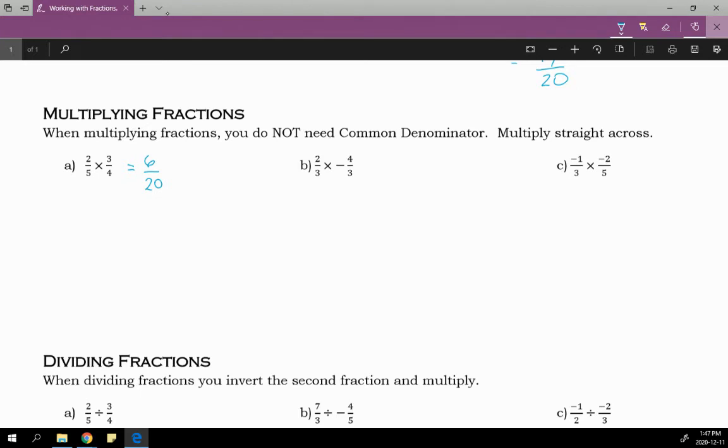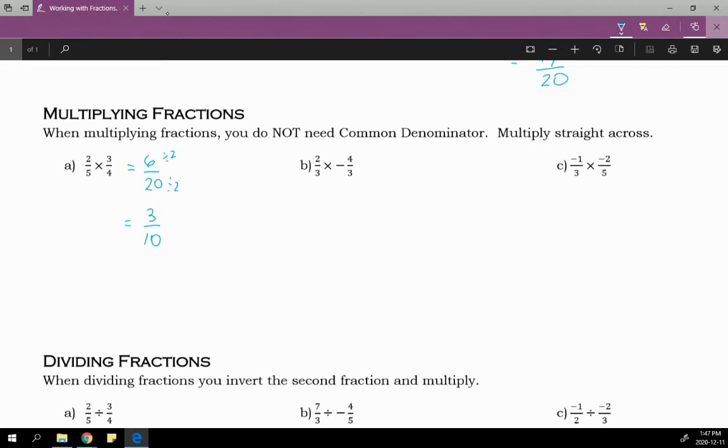Then we always want to make sure that we put this into lowest terms. So if we notice that both the numerator and the denominator are even, we can divide both numerator and denominator by the same value. So here I'm going to divide it by 2 since they're both even. And in lowest terms, my fraction would be 3 over 10. So you always want to do that double check.